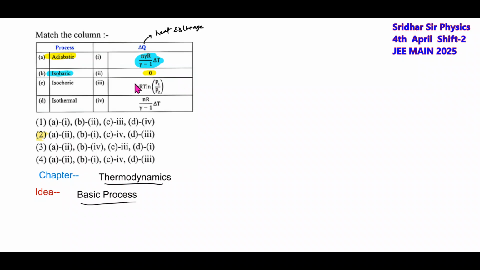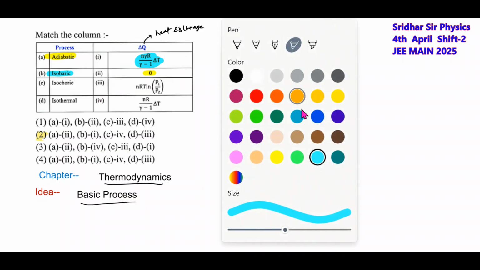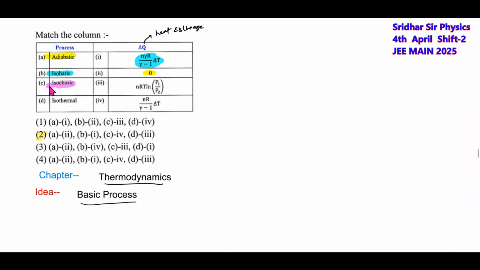Definitions itself, no need to calculate this one directly, the definitions itself. Then in isochoric process, Q equal to delta U, which is nR delta T by gamma minus 1. The remaining, isothermal, nRT log P1 by P2. Okay, this will be your option. Directly the definitions of thermodynamics. Very easy question. So that's why I suggest you start reading. Don't believe in anything. Just plain reading. You have to read. Unless you read the syllabus, it's not possible.